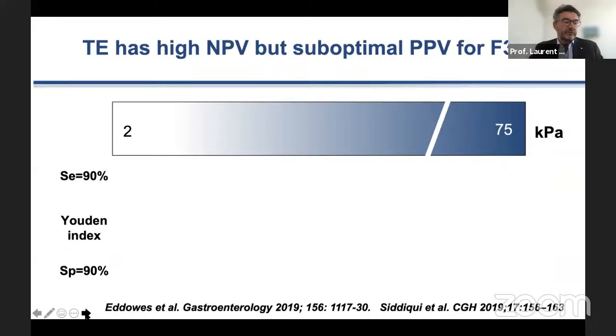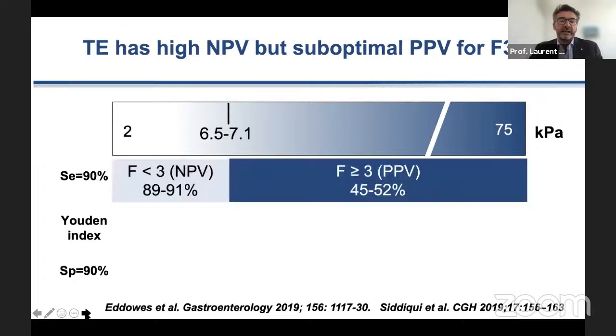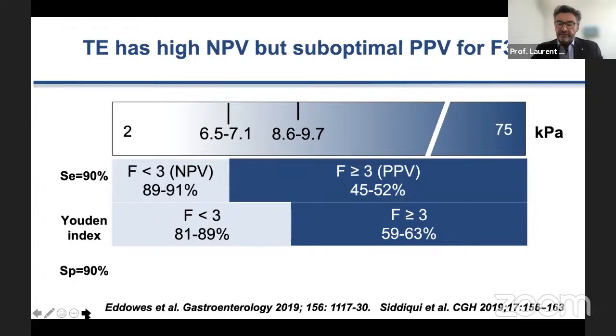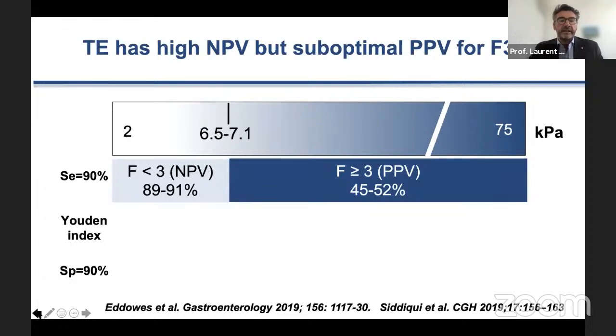I just would like to stress regarding the cutoff, because there are always discussions regarding the best cutoff. There are different strategies. If you want to maximize sensitivity, in this study, as you can see, the cutoff would be between 6.5 and 7.1. So the negative predictive value is high, around 90%, but as you can see, the positive predictive value is too poor to be used in clinical practice.